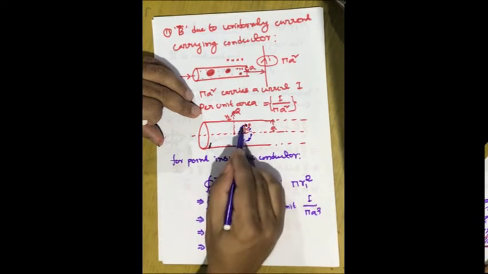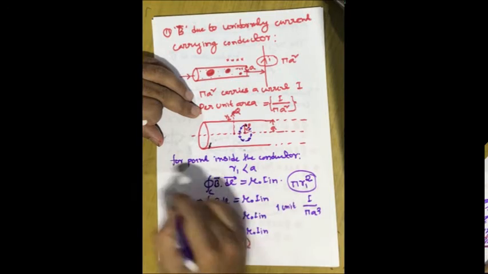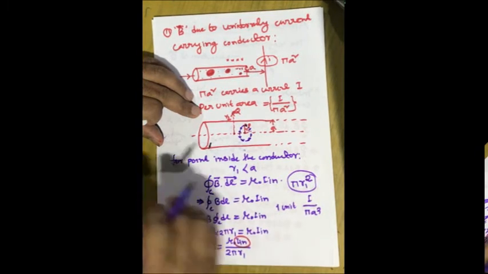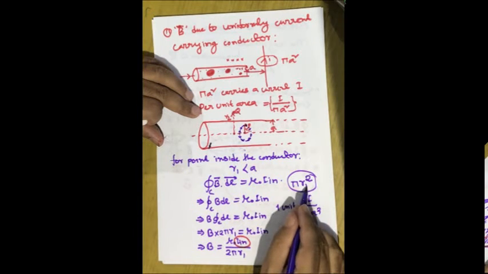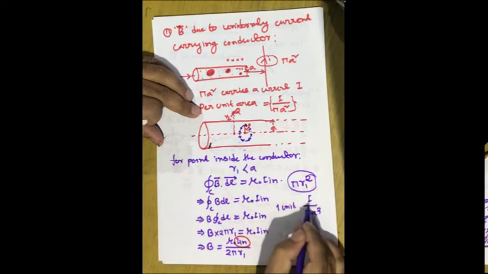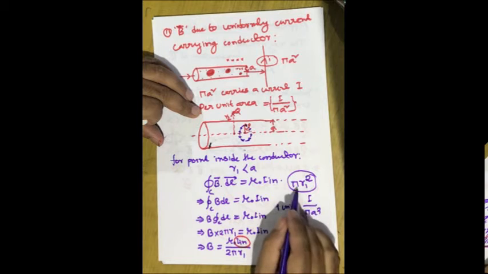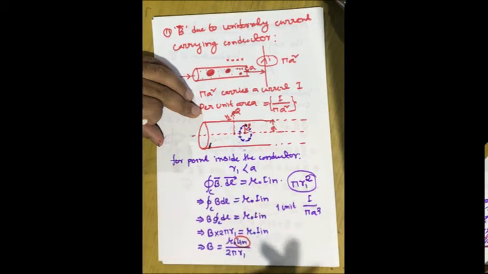Now what is the area of this loop? Pi r1 square. So how much current will it carry? We just multiply this factor with this factor, because 1 unit area carries current I divided by pi a square. Therefore pi r square is the value of the area. How much current will it contain? I divided by pi a square into pi r1 square.